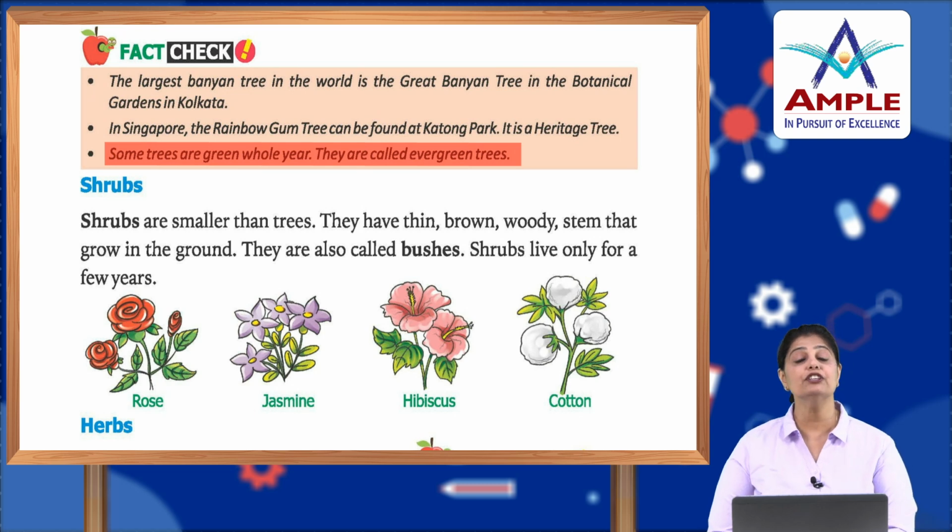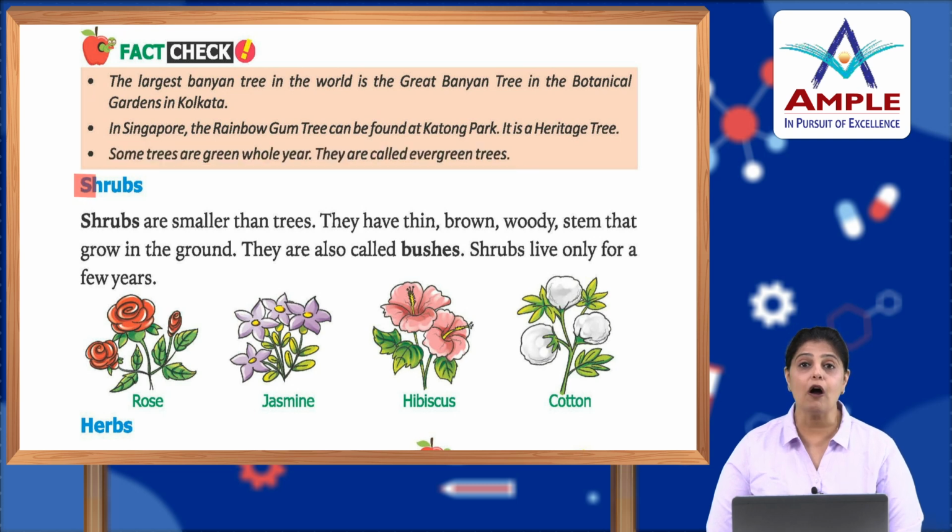So, sometimes you see children, the color of the trees changes as per the season. But there are certain trees whose color does not change and they stay green throughout the year. So, these are known as the evergreen trees.